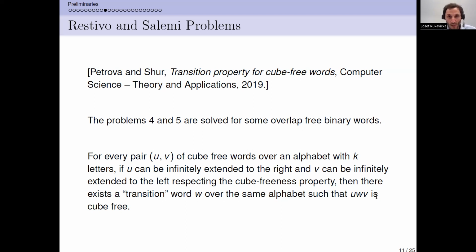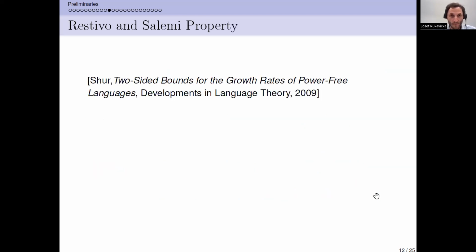And in the spirit of this result, with these suppositions, I have presented my results in 2020. But before I come to my results, I will show you also this paper of Schur from 2019.